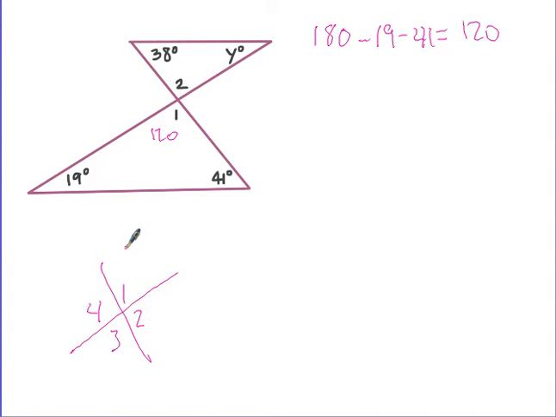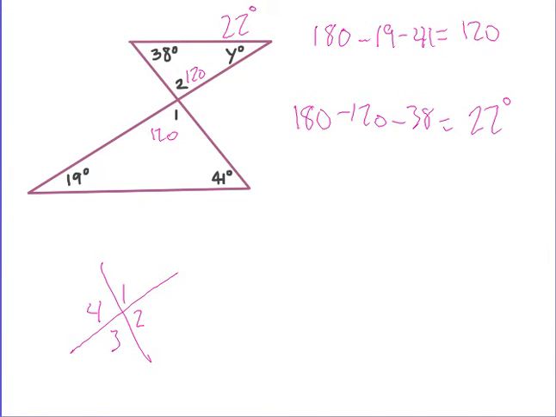So if I have two lines crossing, just like that, then 1 and 2 are vertical angles. They have to be equal. So what is angle 2? Angle 2 has to be 120. Okay? And so now I can figure out angle Y. Angle Y is 180 minus 120 minus 38. 22? So Y is 22 degrees. Okay?